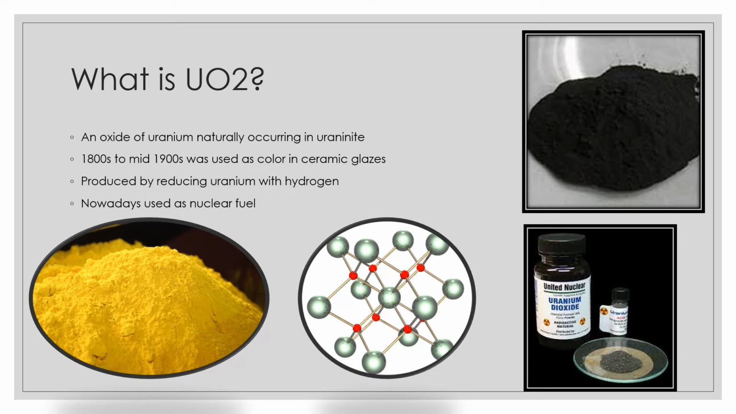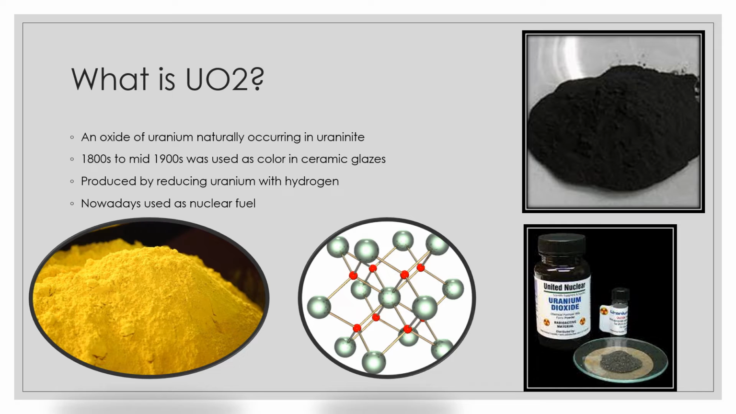Uranium dioxide is produced by reducing uranium trioxide with hydrogen. UO2 is used mainly as nuclear fuel nowadays, specifically as a mixture of UO2 and plutonium dioxide, and that's what makes the MOX fuel, and it makes it in the form of fuel rods and nuclear reactors.